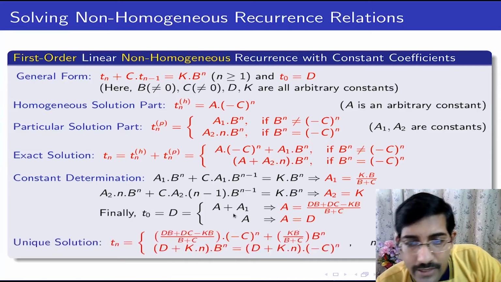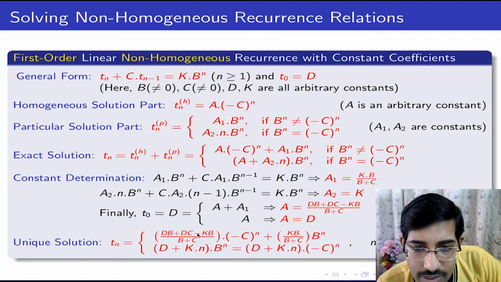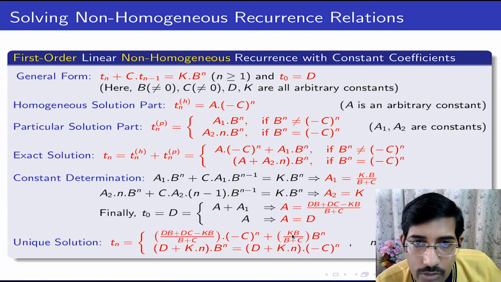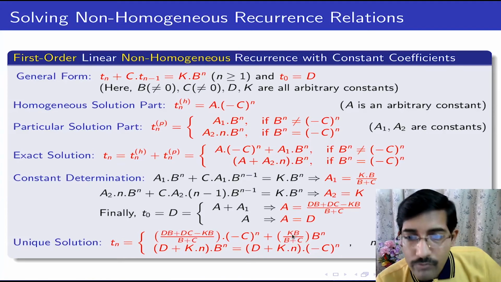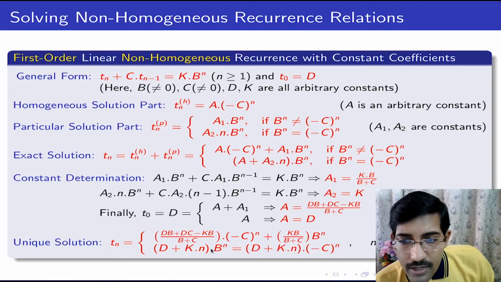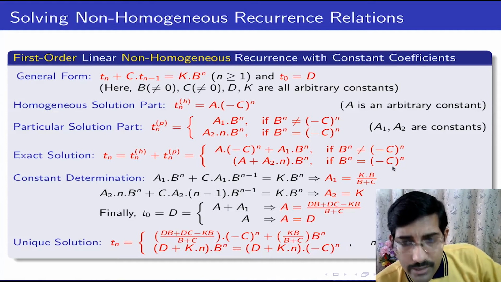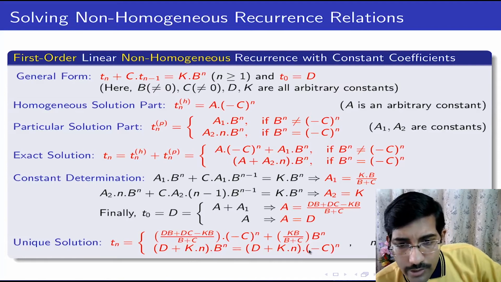So my final solution will be, I just replace the constant a that I get and the constant a1 that I get from the particular solution directly into the general form, and find this. This is what I get from the solution when b to the power n equals minus c to the power n. So these two are equal because I can use any one of them, both are equal.